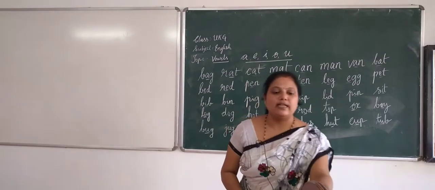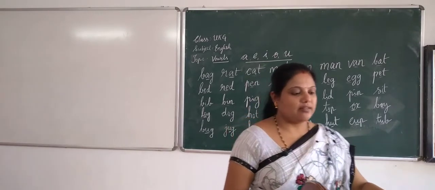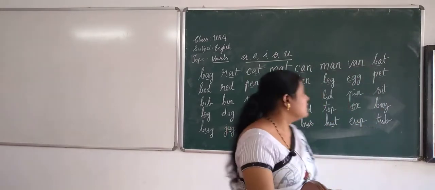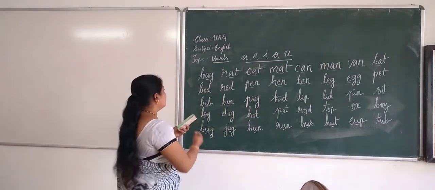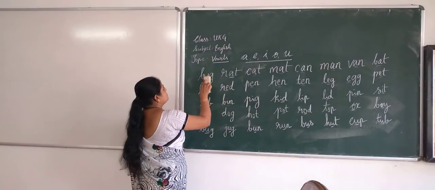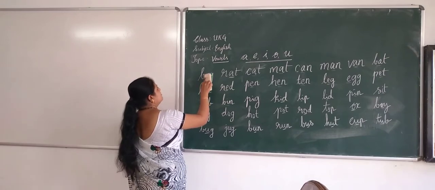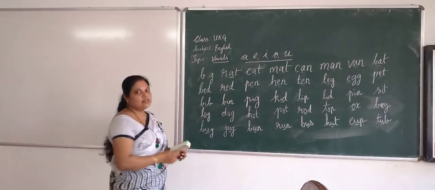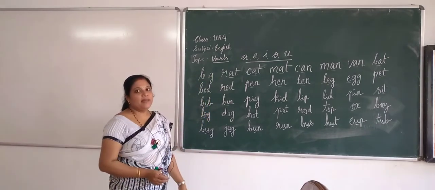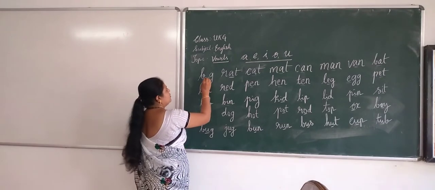Okay, children? Yes, very good. Well done. You read those words. Okay, children, suppose I erase this. Can you be able to fill this? What is the spelling now? Can you say B dash G? What can you write here?